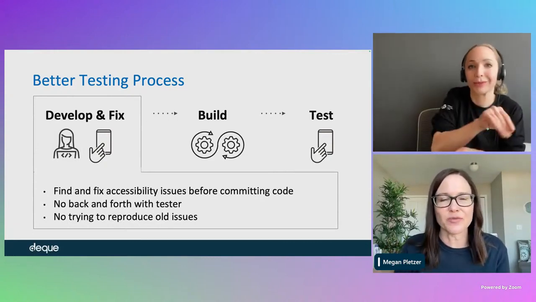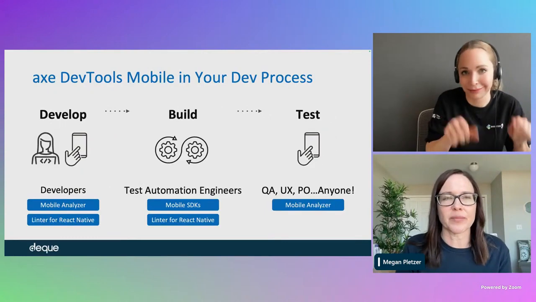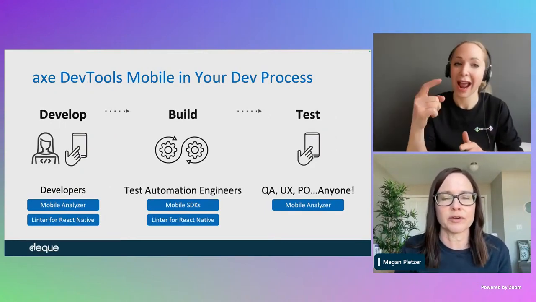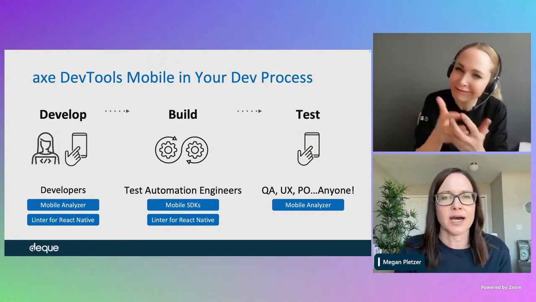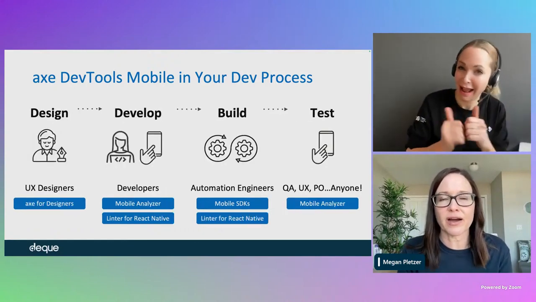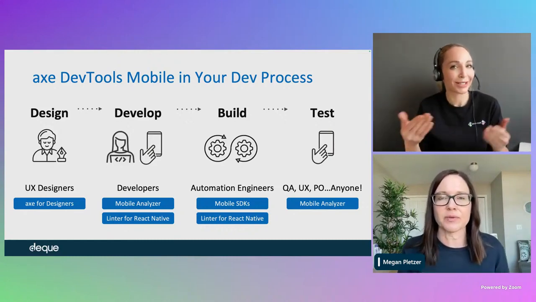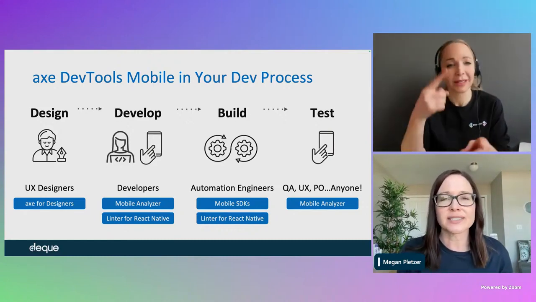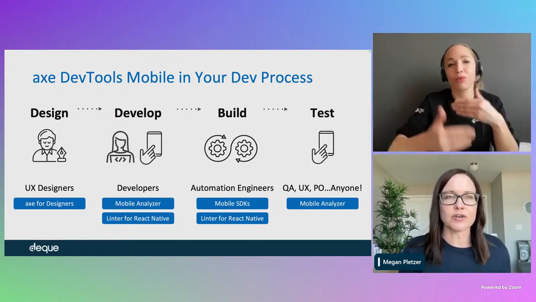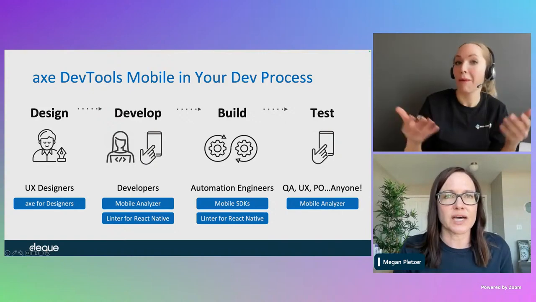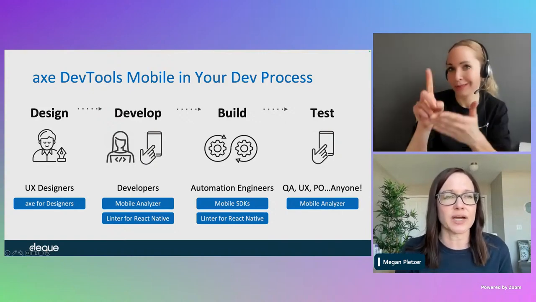And then to take that even one step further, this is the diagram I showed before of how DevTools Mobile fits into your build process, your dev process. There's one other tool that we have here at Deque that I think might be really beneficial when you think about the entirety of an app development process and team. It's not part of DevTools Mobile, it's a separate tool. It's a free tool called Axe for Designers. So I'm showing that now as the first step of this dev process. And I'd really recommend that you check it out.